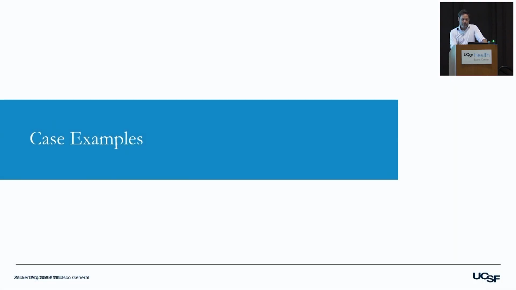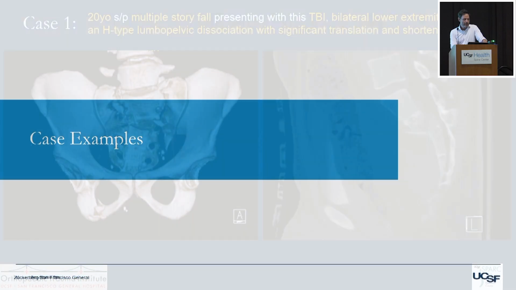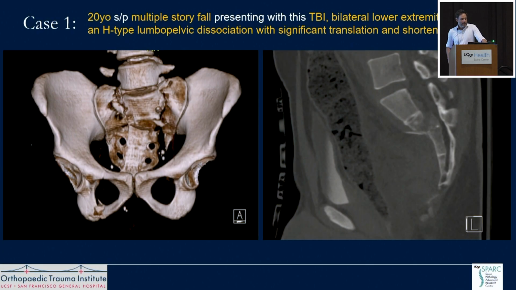And so we'll go to just 2 quick case examples. So this is a patient from within the last 2 months, a 20-year-old presented after a multiple story fall, had a pretty significant traumatic head injury, bilateral lower extremity fractures, had this H-type lumbopelvic dissociation with significant translation, a little bit of shortening. As is pretty common, a lot of times our management for these patients is really dependent on the management of their other injuries.